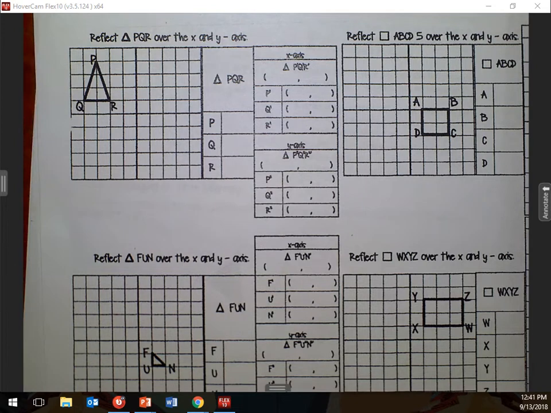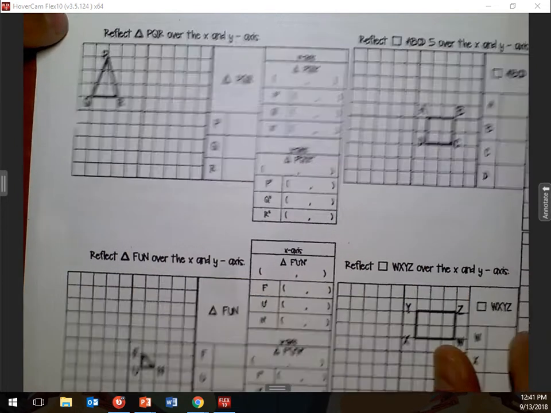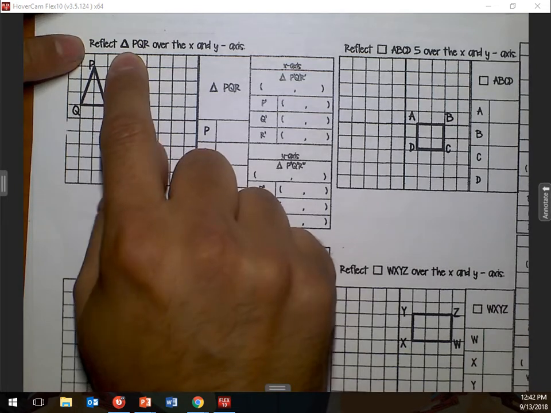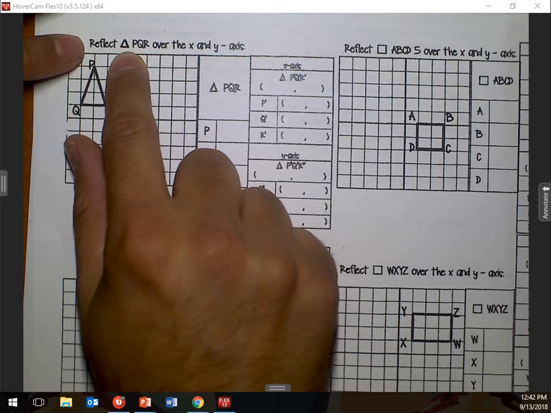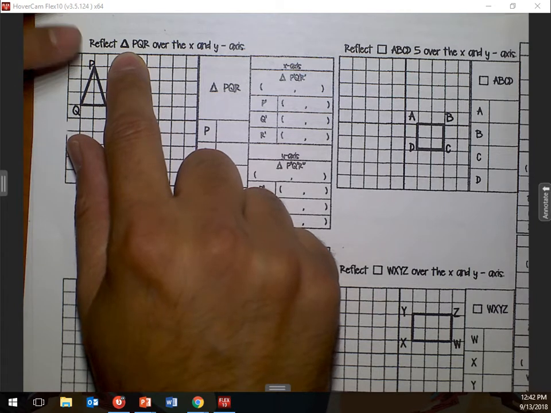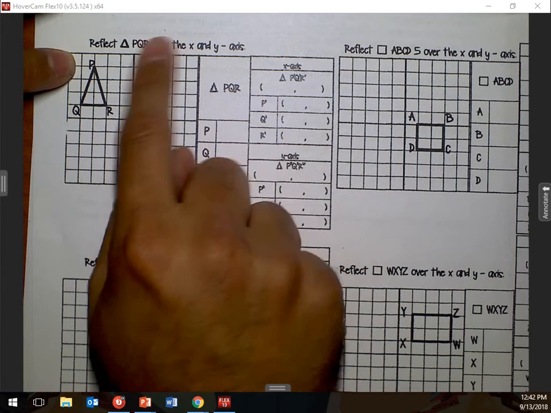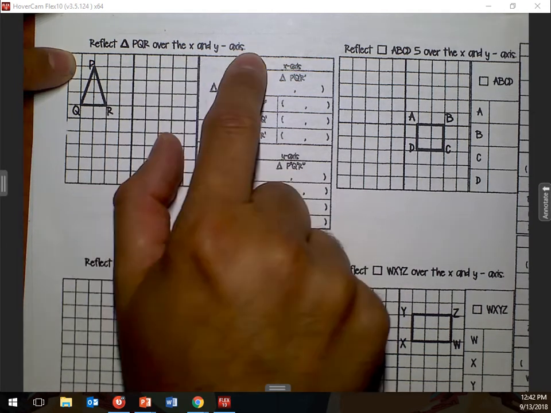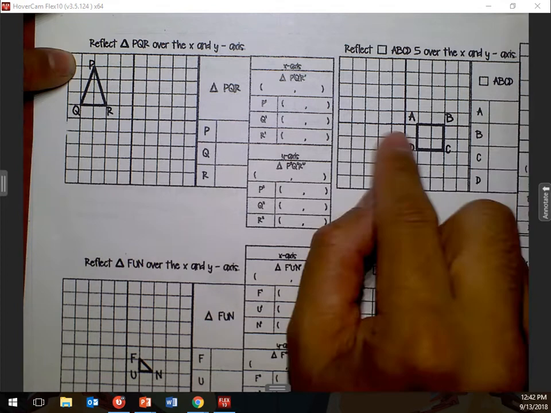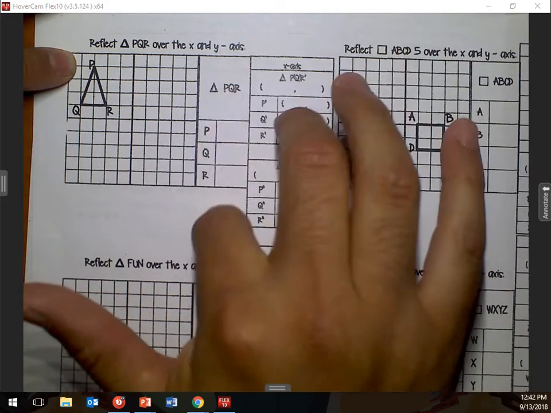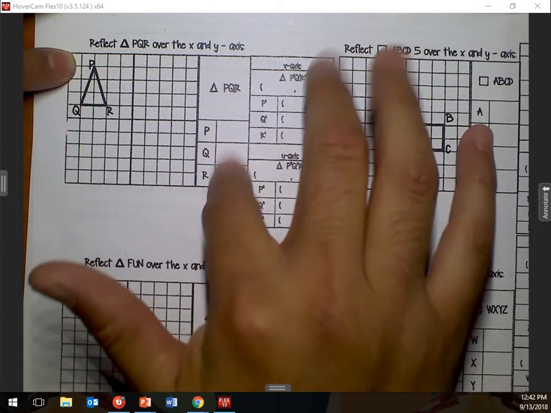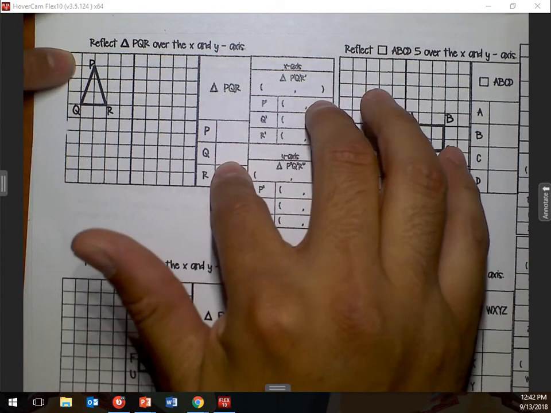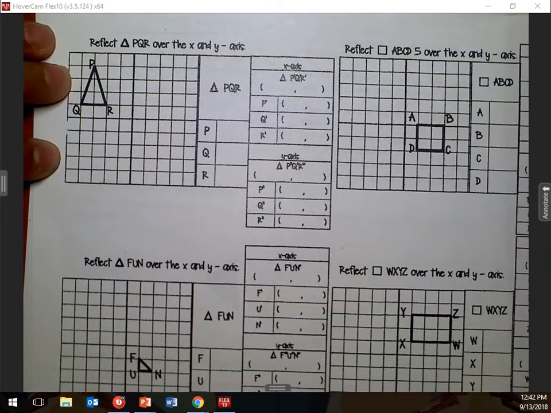All right, so now we're gonna do this right here. Class. Okay, let's try this again. Class. Okay. Now, on this one right here, reflect this over the x-axis and the y-axis. So we're going to go through this. Okay, first, let's find the coordinates for each of these.